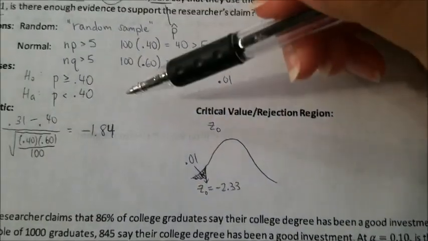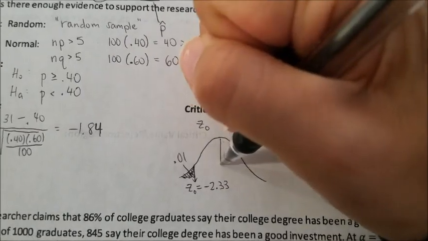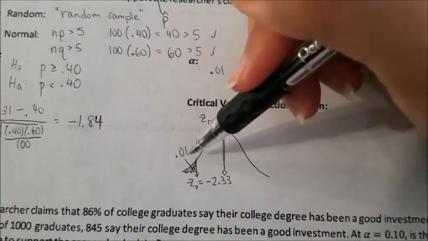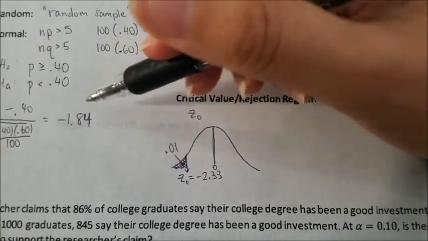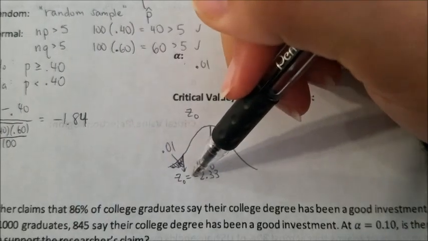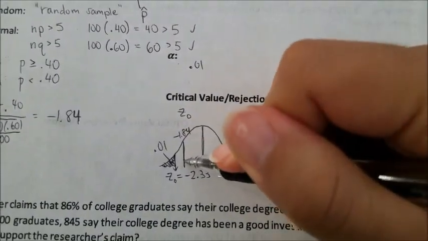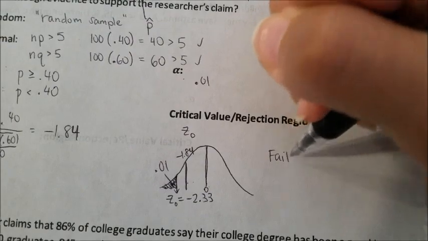But the z-score that I got was negative 1.84. So, don't forget, right in the middle is always 0. For negative 1.84, we need to figure out, is it in the shaded region or is it not? Negative 1.84 is closer to 0 than it is to negative 2.33. So this ended up not getting shaded. Remember, if it's not shaded, then we fail to reject.